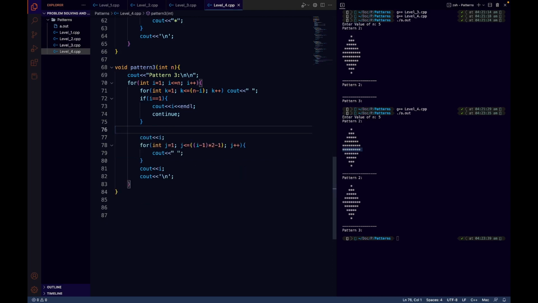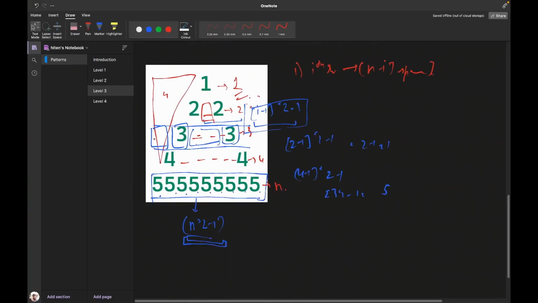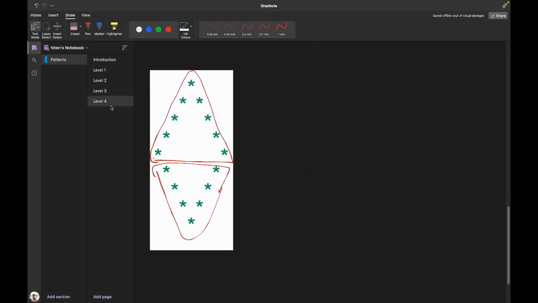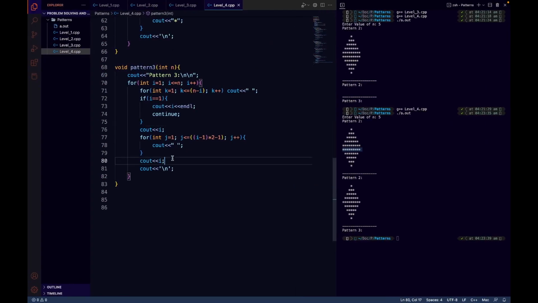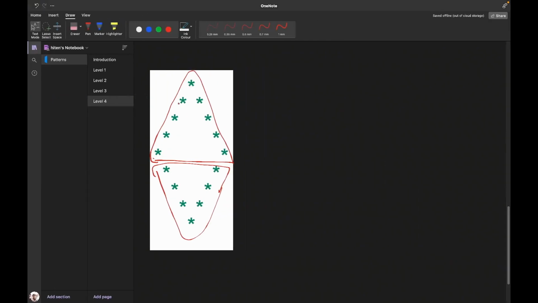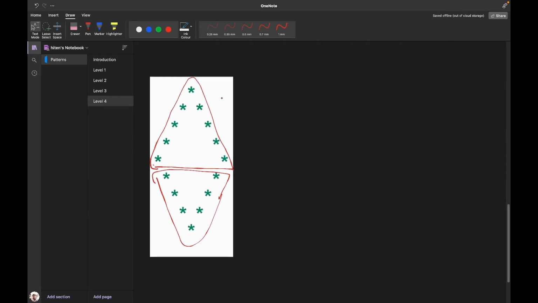So this condition was responsible for populating the last row with n. In this pattern we really don't want that. We are printing spaces, and if you look closely, the first row has one asterisk and the last row also has one asterisk.